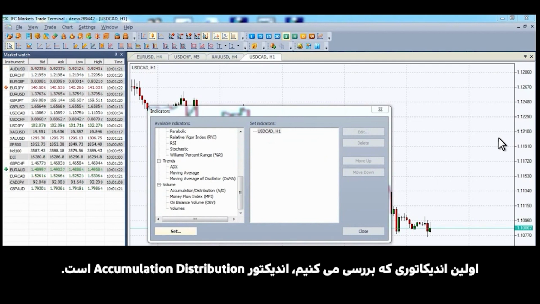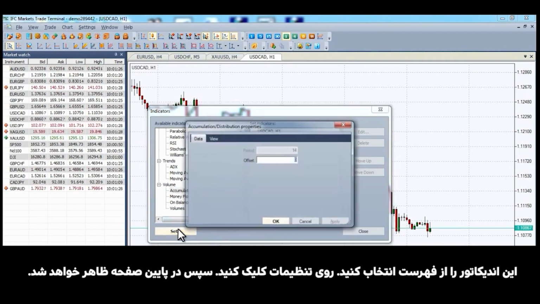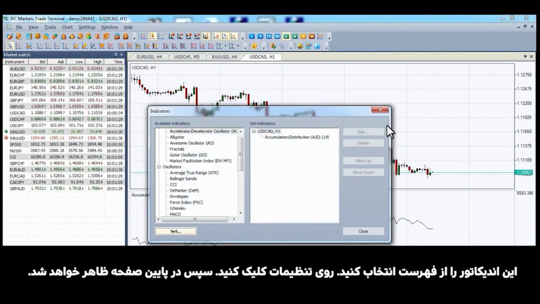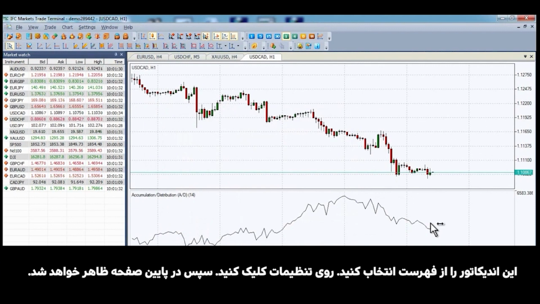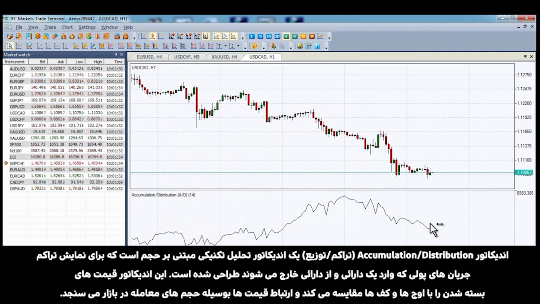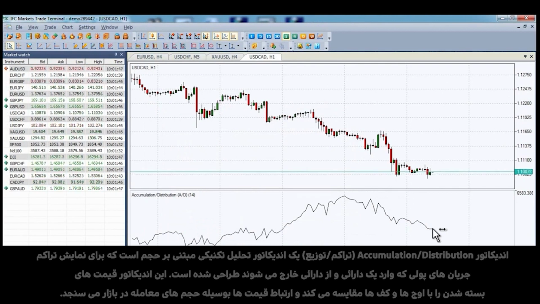Now then, first on our list for volume indicators is the Accumulation Distribution Indicator. Select it from the list, click Set, OK, and here it appears at the bottom. The accumulation distribution is a volume-based technical analysis indicator designed to reflect cumulative inflows and outflows of money for an asset by comparing close prices with highs and lows and weighing the relation by trading volumes.